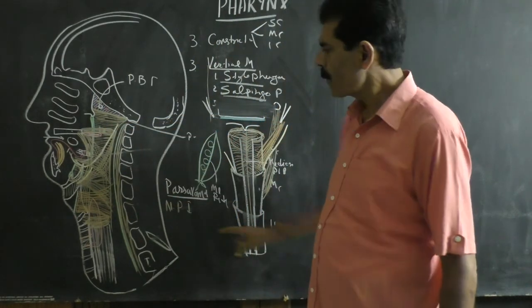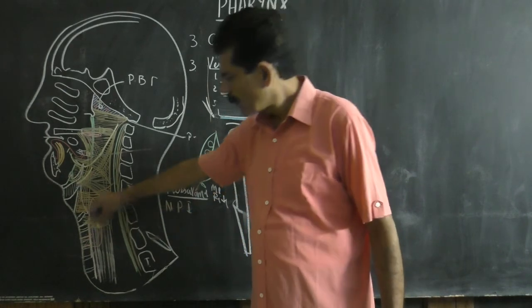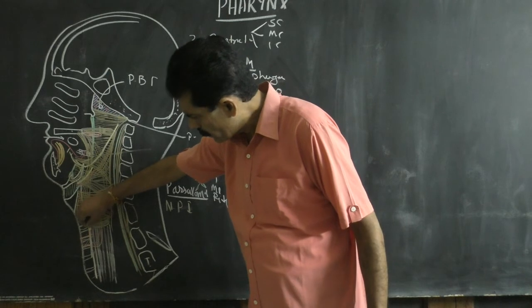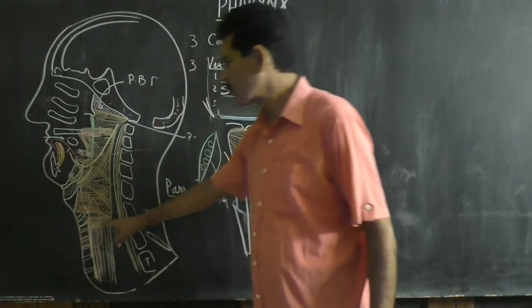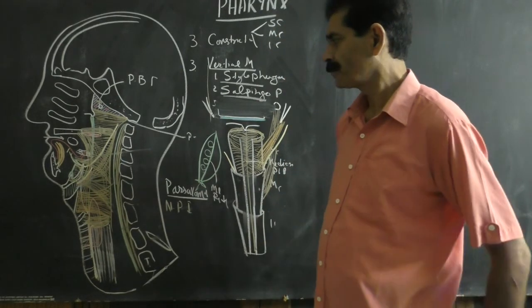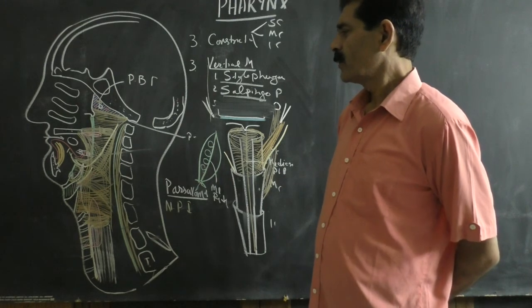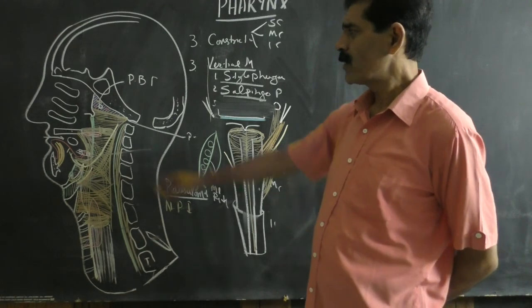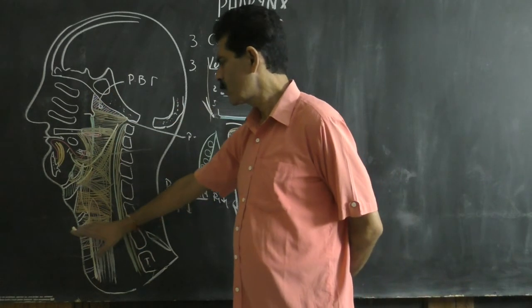Then there is also a gap between the inferior constrictor and the esophagus, and here the recurrent laryngeal nerve branches pass through. So this is how we see the structures passing through the gaps between them. This is the pharyngeal tube starting from the base of the skull up to the esophagus.